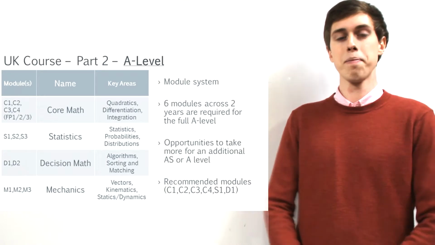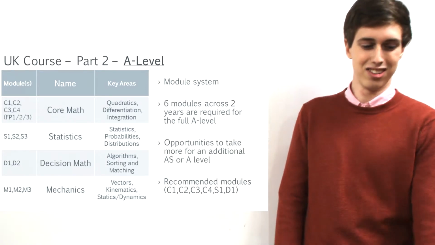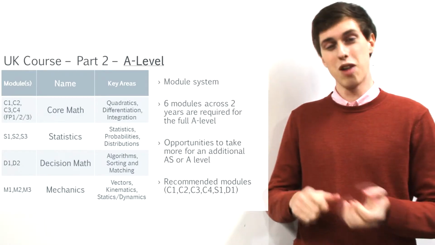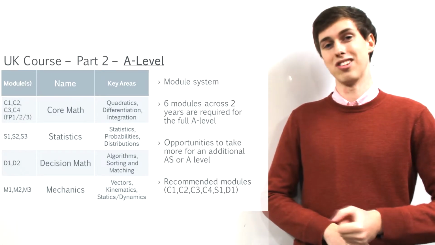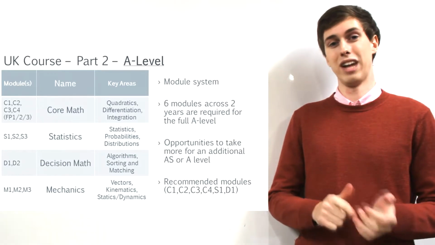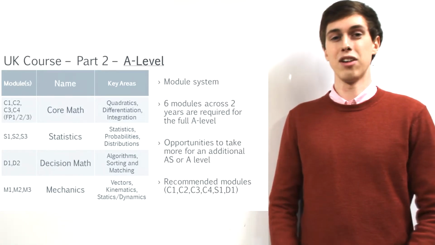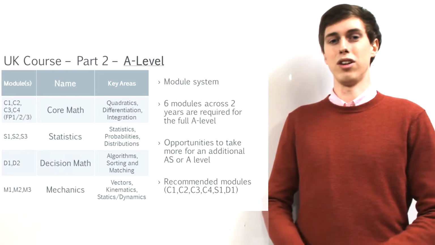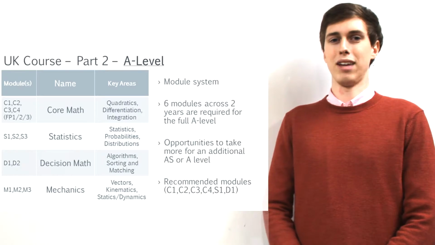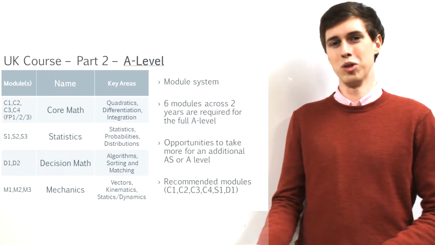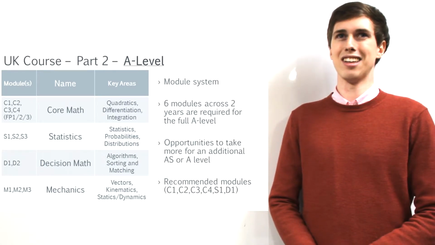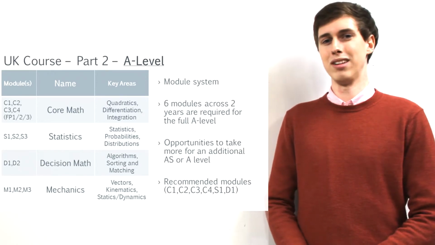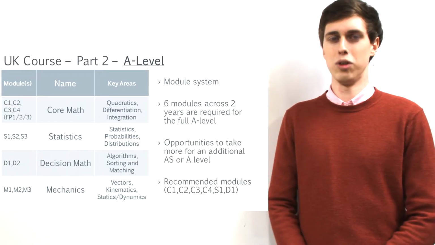study at university. The next set are the statistics modules, which of course introduce statistics, probability, and distributions. These go through S1, S2, and S3. Again, for the average student, we would recommend they take S1 as part of a single A-level. It's quite an easy module, and it really depends less on the student's writing ability, more on their mathematical ability, which is always great for Korean students.